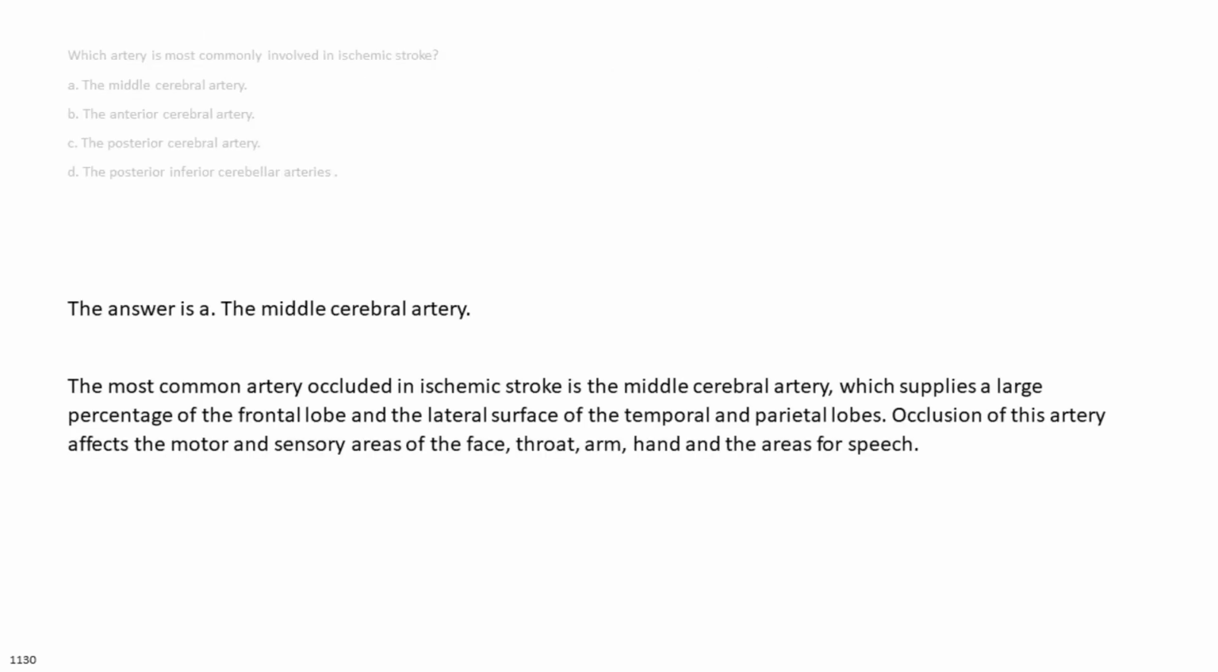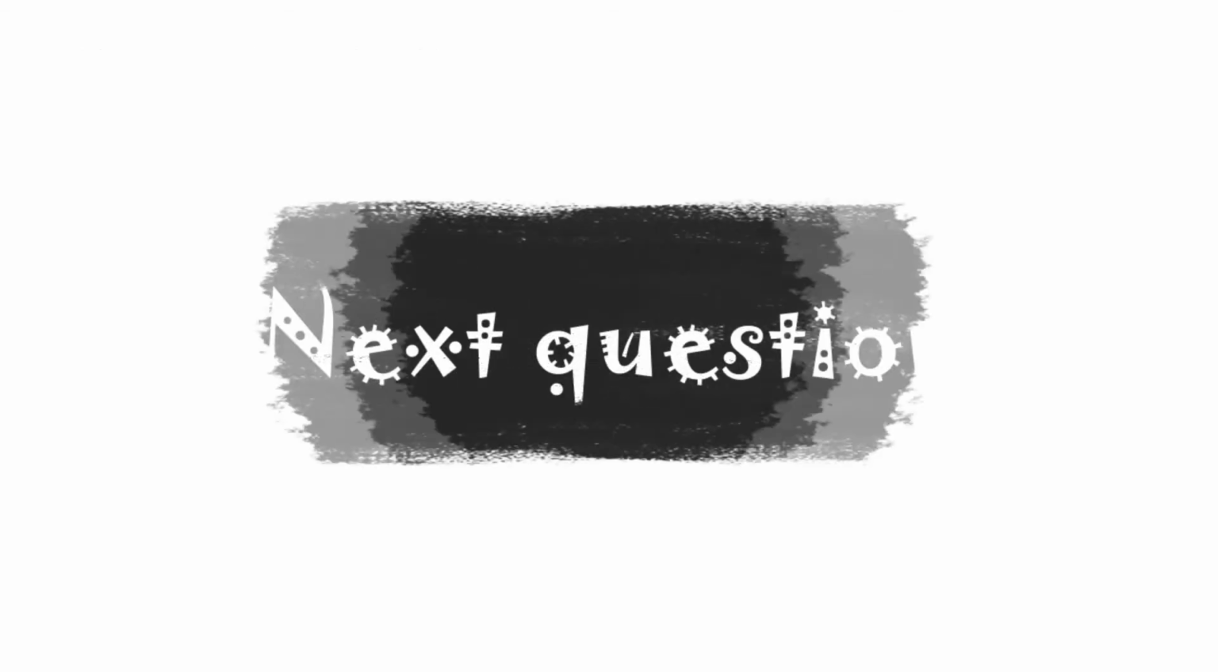The answer is A. The middle cerebral artery. The most common artery occluded in ischemic stroke is the middle cerebral artery, which supplies a large percentage of the frontal lobe and the lateral surface of the temporal and parietal lobes. Occlusion of this artery affects the motor and sensory areas of the face, throat, arm, hand and the areas for speech.